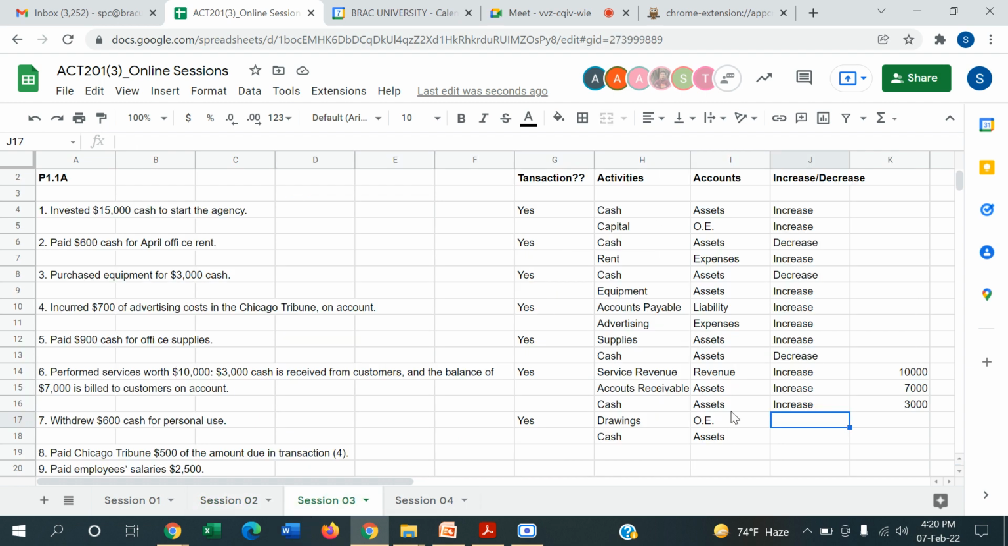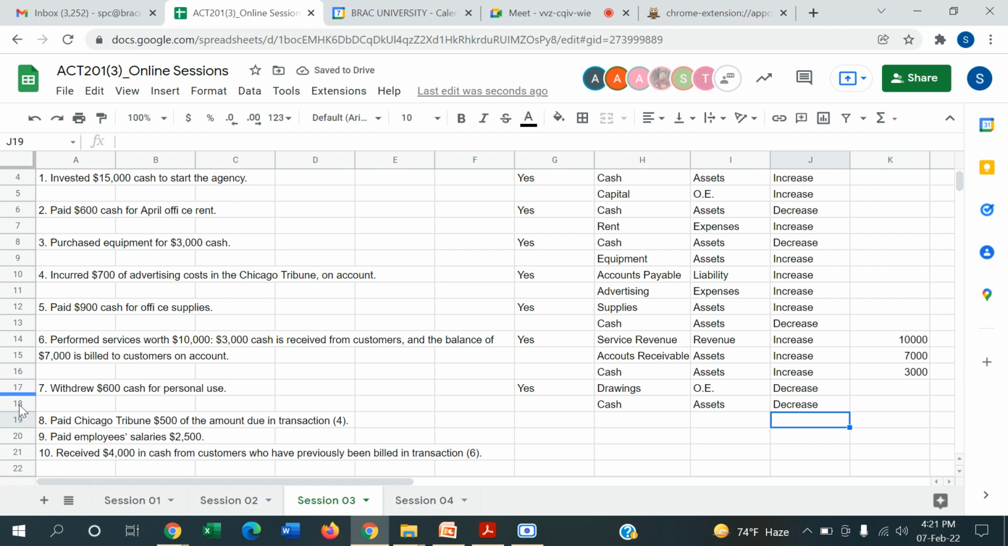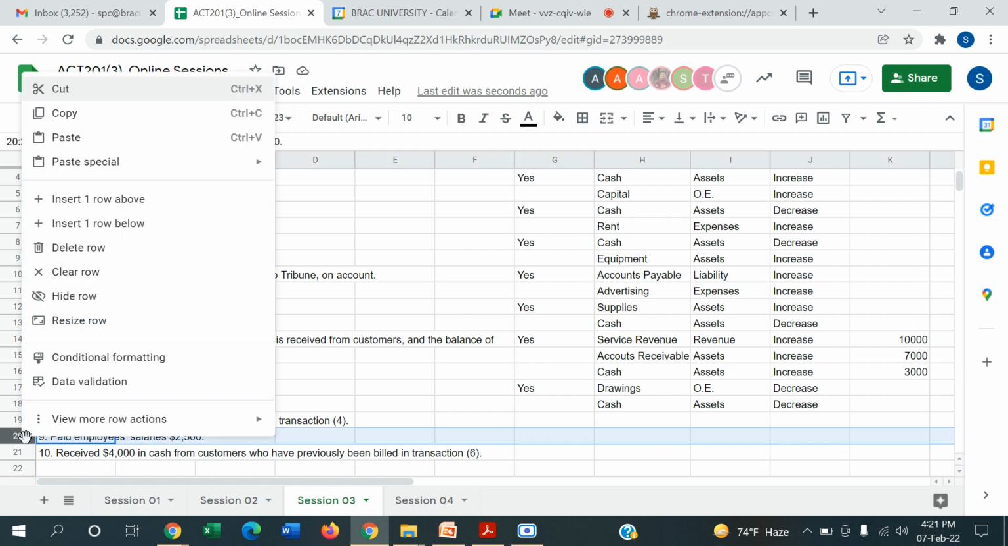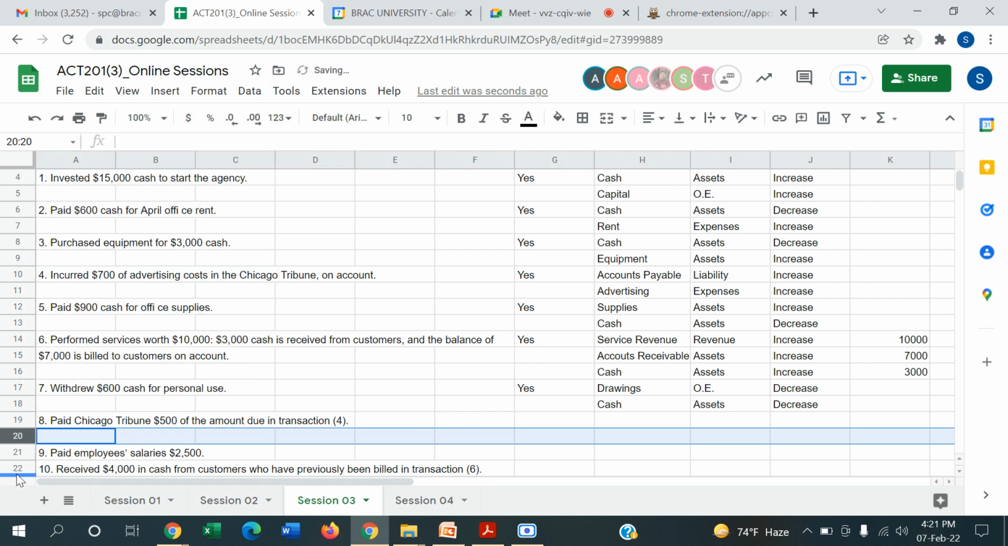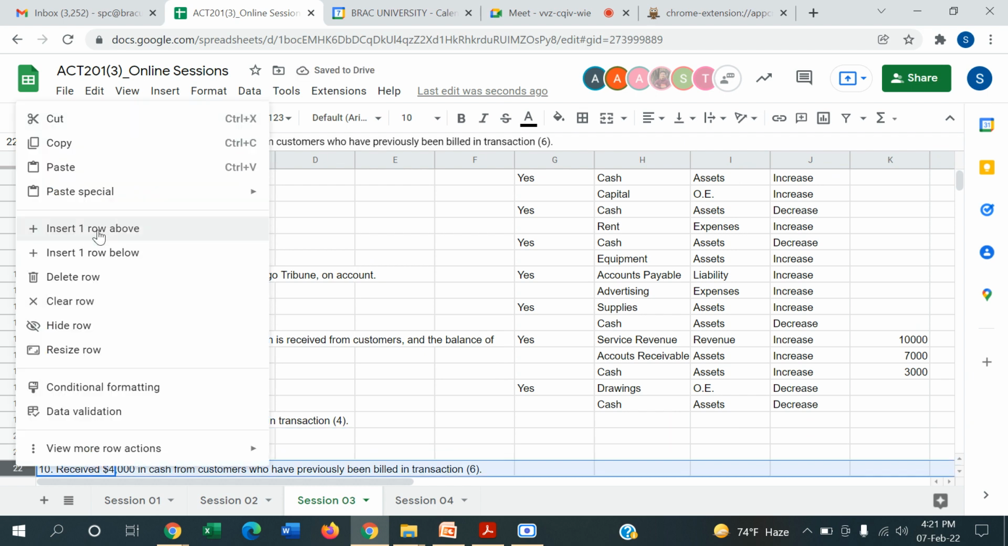So in that scenario, drawings are increasing, which means owner's equity is decreasing. With the drawings, if anything is withdrawn by the owner, the owner's claim will be reduced, and cash decreases as well. This is how this transaction will affect the accounting equation. Sir, can you explain it again?